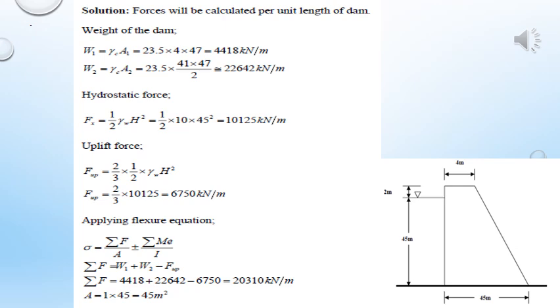And here, by using the same relations, PB comes out as the direct stress plus the bending stress. The summation of V comes out as W1 plus W2 minus the uplift pressure. And then this is the area at the base, with 1 meter length and 45 meters base width.